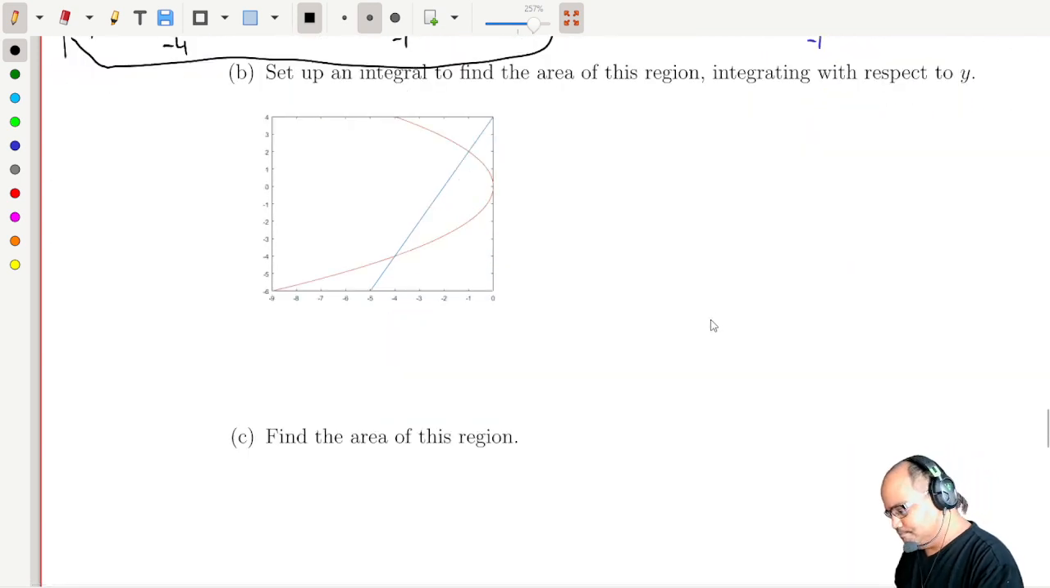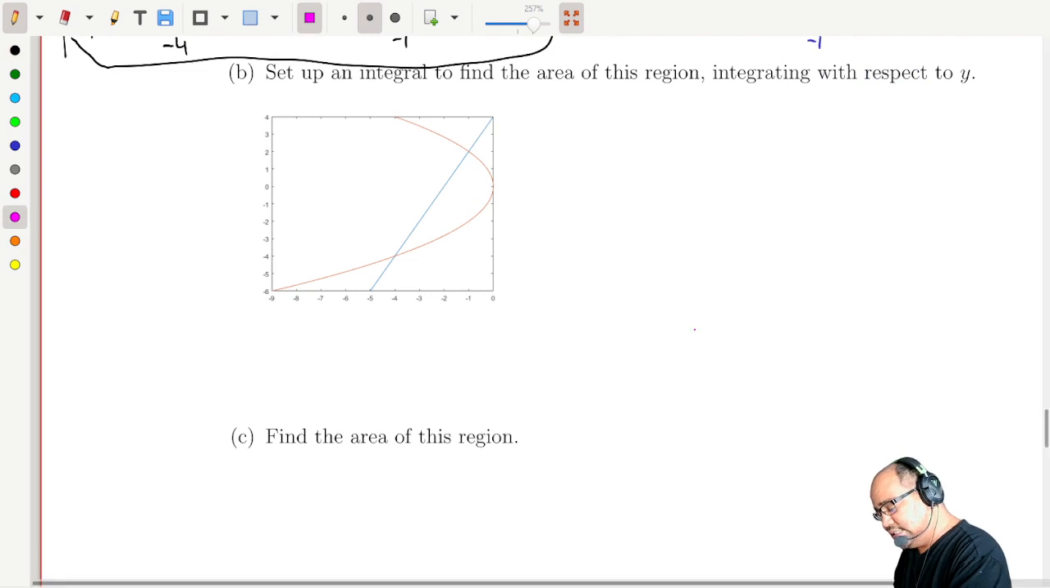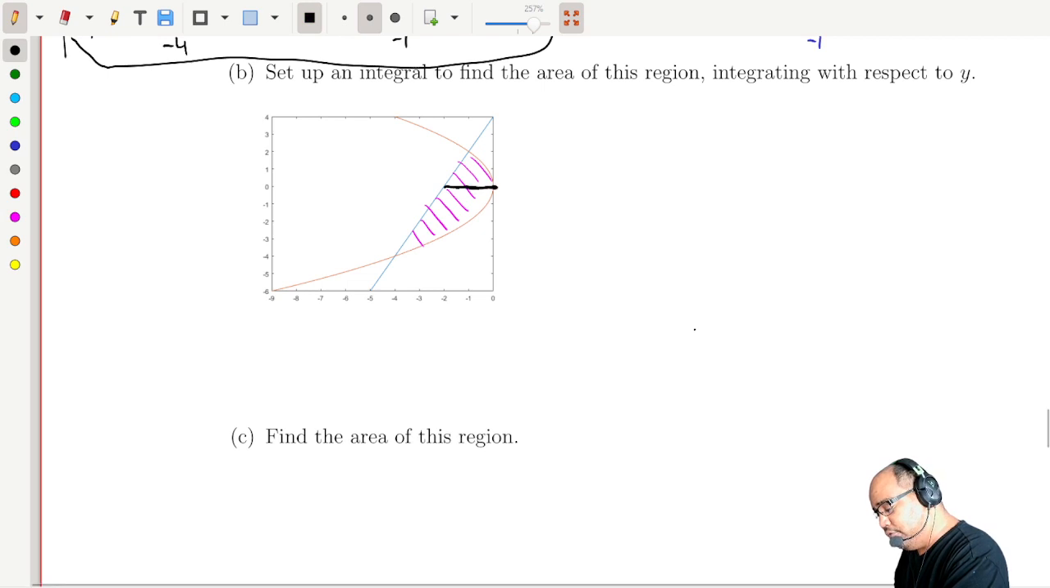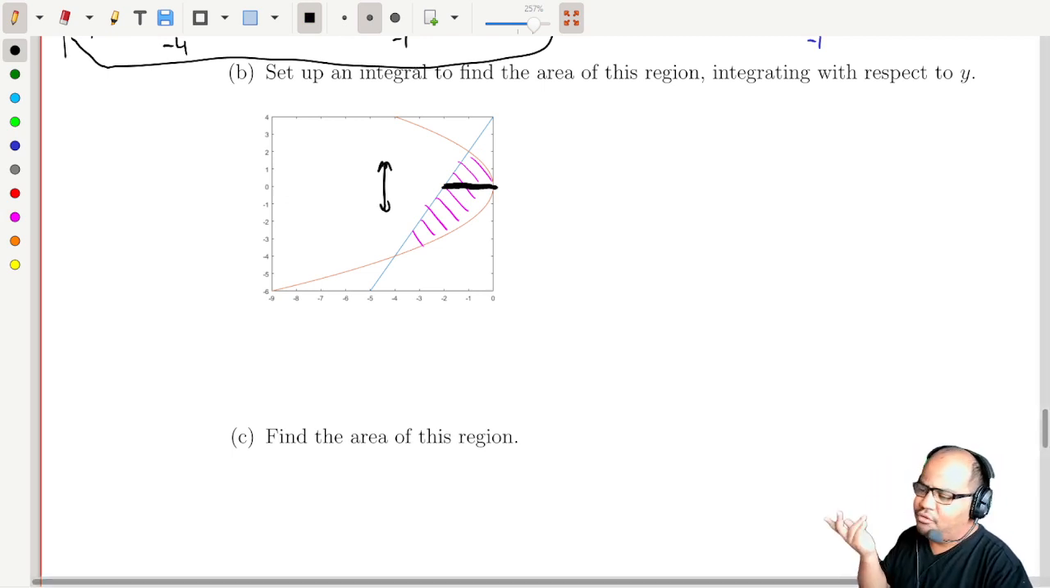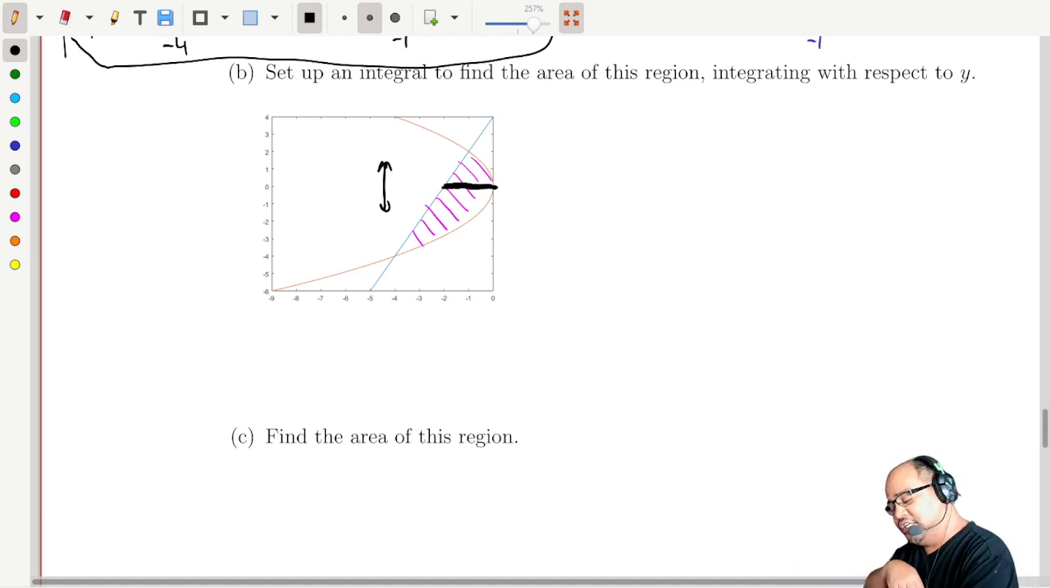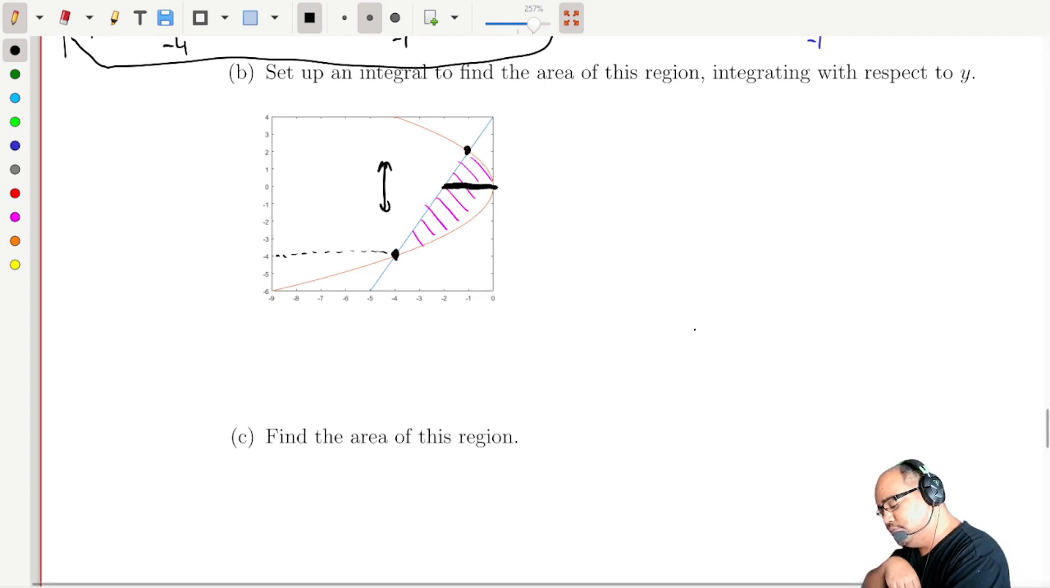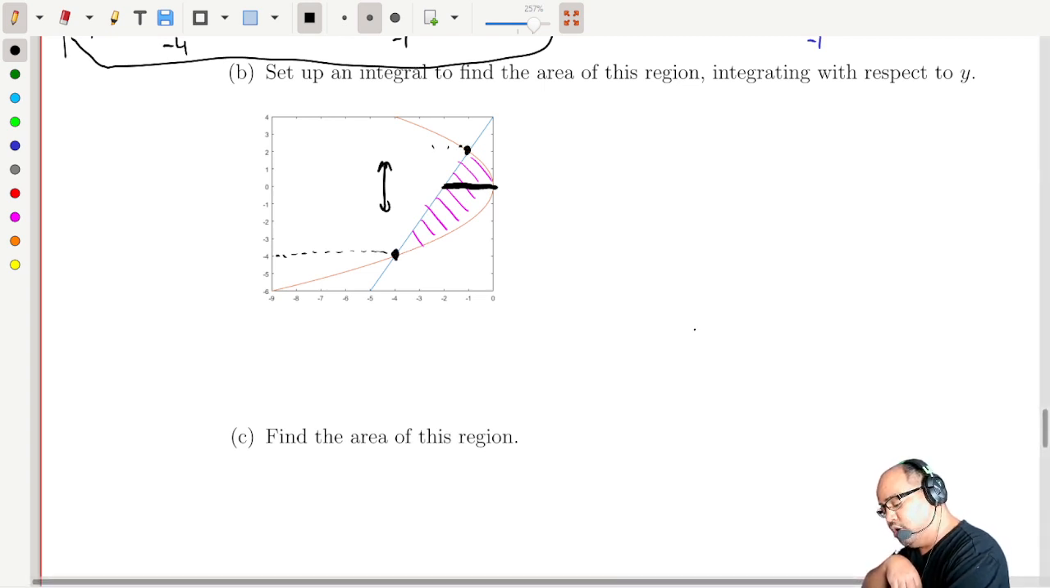So same picture, but now I'm going to slice my region so that I have strips oriented horizontally. These strips move up and down. And I don't have to worry about cutting this region up into two different pieces because the strip will always be touching the orange curve on its right and the blue curve on its left. So I'm only worried about one integral. The only change that we have to make is since we're integrating with respect to y, we still need those intersection points. Those are intersection points in y.